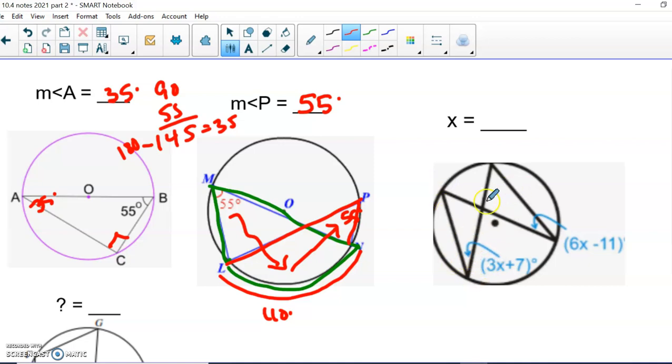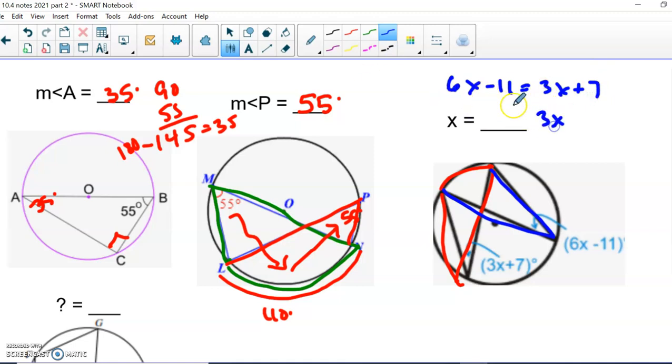And we're going to use that same rule. They both share the same intercepted arc. Here's this angle, and there's this angle. So you can see we don't know how big the arc is, but we know that these two angles are going to be congruent. So I'm going to just set them equal to each other. 6x minus 11 equals 3x plus 7. Subtract 3x from each side, add 11 to both sides, and divide each side by 3. So it looks like the value of x is 6.